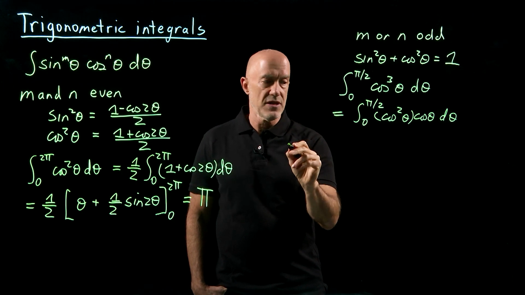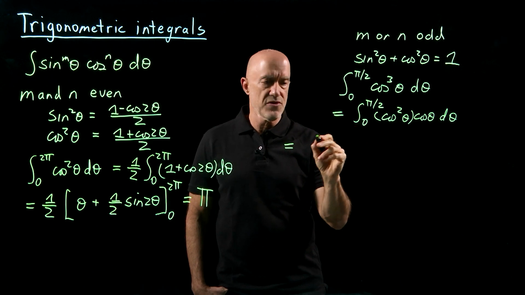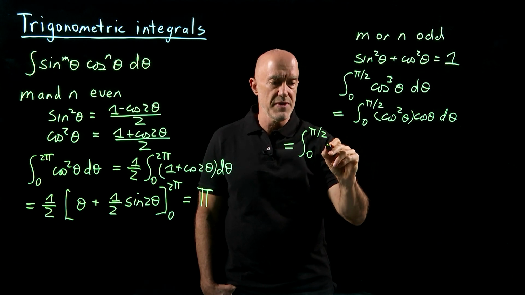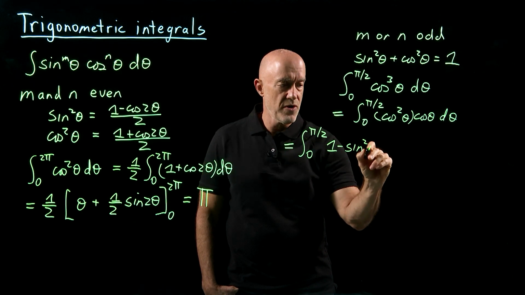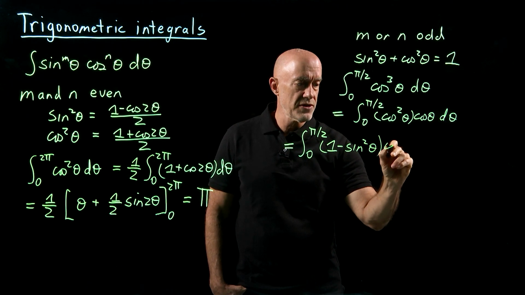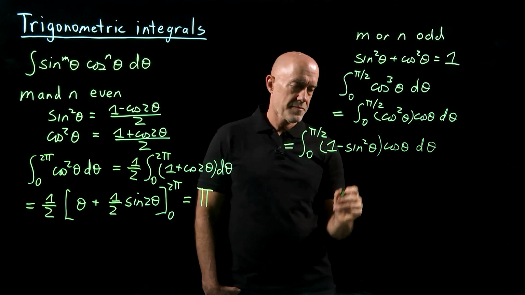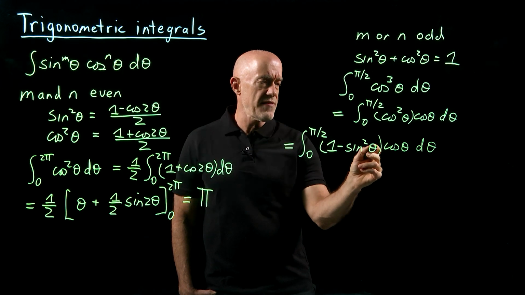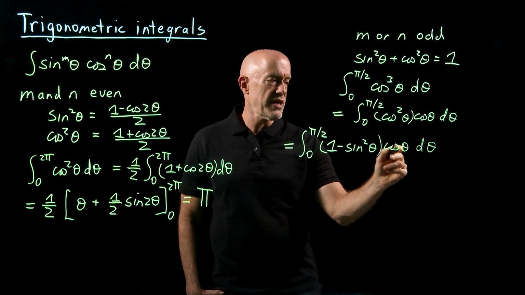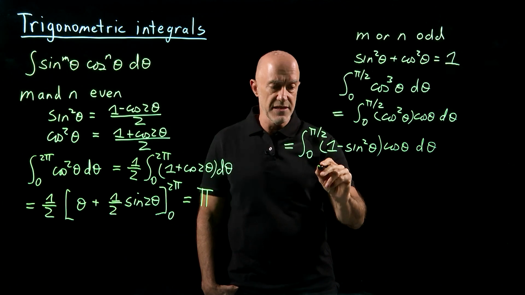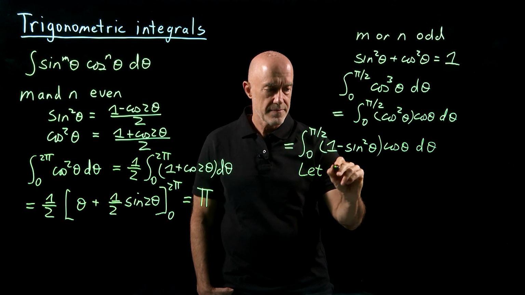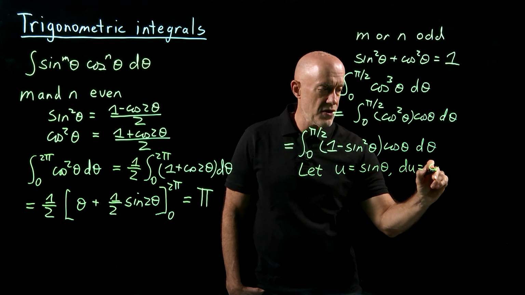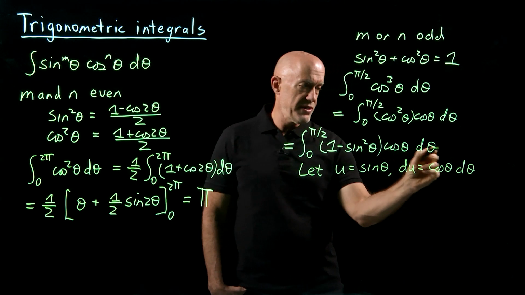So let's replace this. So this is the integral from 0 to pi over 2. Cosine squared theta becomes 1 minus sine squared theta, and then times cosine theta d theta. And now we look for a substitution. If we let u equals sine theta, then we have du equals cosine theta d theta. So that's a very nice substitution. We can let u equals sine theta. So then du becomes cosine theta d theta, which is in the integral.